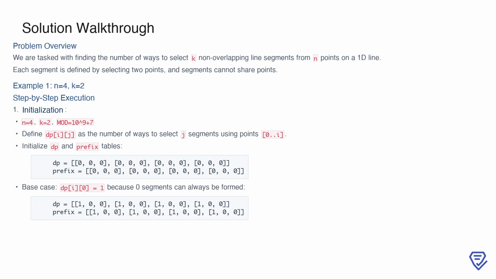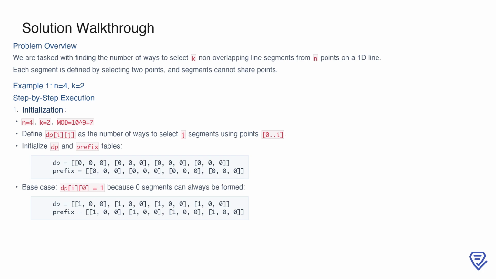Here, we initialize the dynamic programming table dp and the prefix sum table prefix, both of which will help us compute the result efficiently. The table dp[i][j] represents the number of ways to select j segments from the first i points. We also set up modular arithmetic with mod equals 10^9 plus 7 to handle large numbers.